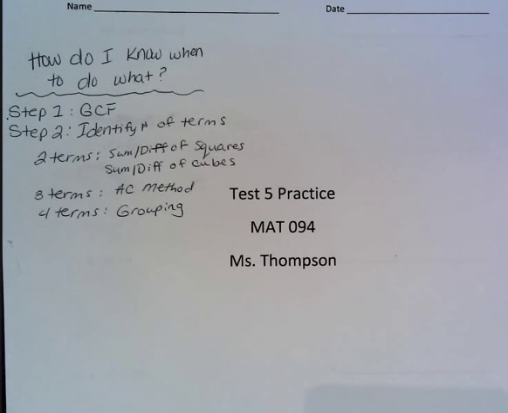So step one is always to factor out the greatest common factor. And then step two is to identify your number of terms. So if you have two terms, it would either be the sum or difference of squares or the sum or difference of cubes. 3 terms would be the AC method, and then 4 terms would be grouping. So I recommend writing this chart down so you can use it, and it'll be handy for you in the lesson.